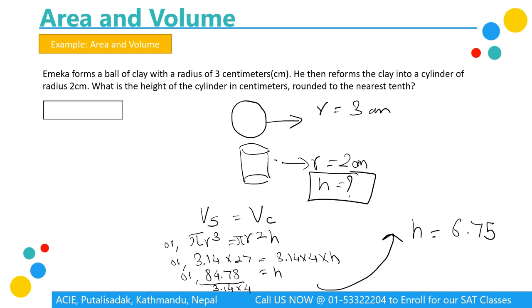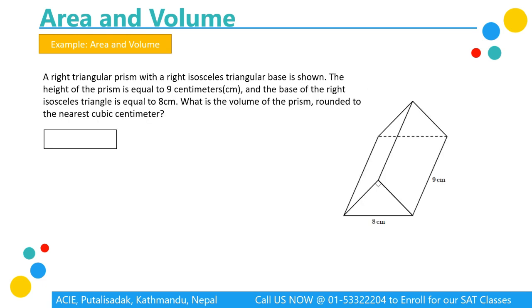Now we know h is 6.75, but it is also said that it has to be rounded to the nearest tenth. So you can go either way by calling it 6.7 or 6.8, which is going to be our correct answer. Moving on to the next question of area and volume, which involves a right triangular prism.